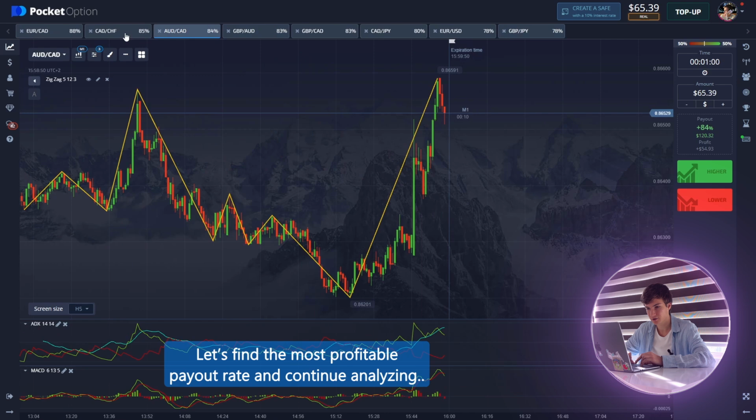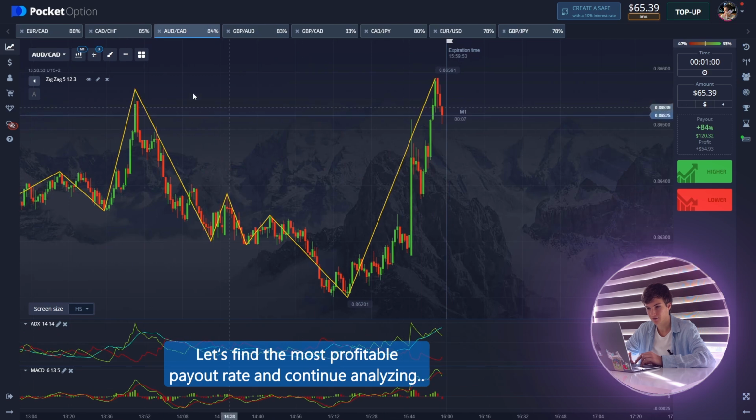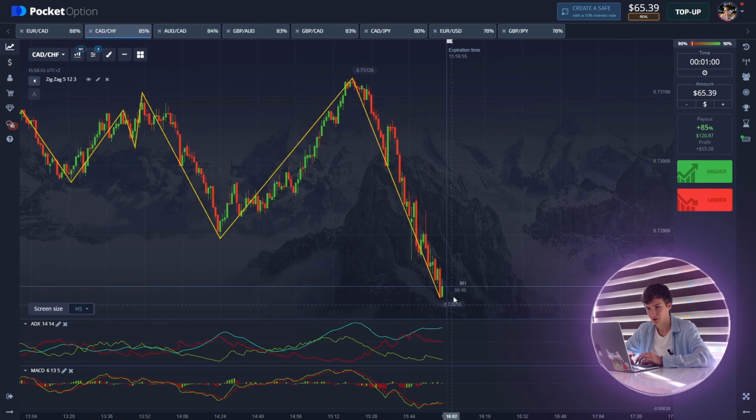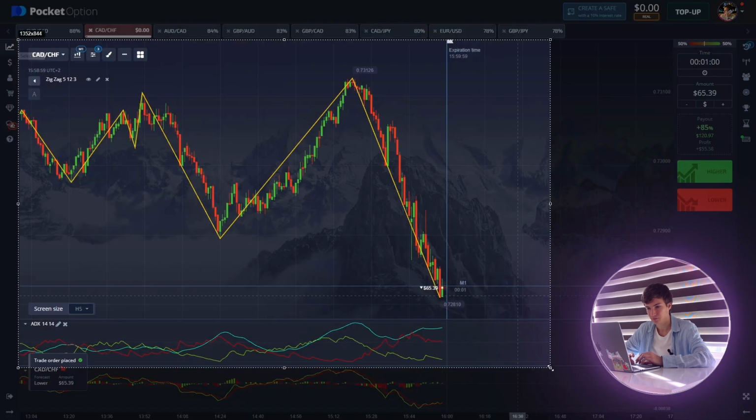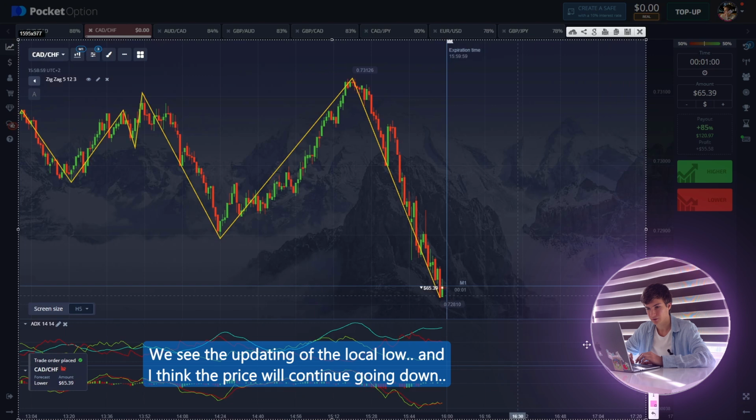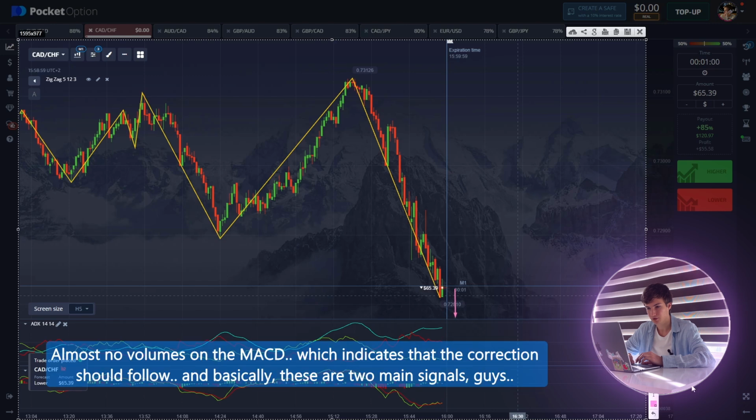Let's find the most profitable paid out trade and continue analyzing. We see the pullback here, and we also open a short here, following the trend direction. We see the updating of the local low, and I think the price will continue going down. Almost no volumes on the MACD, which indicates that the correction should follow. And basically these are two main signals, guys.